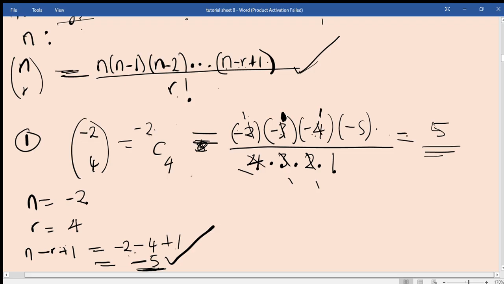So as long as the n is negative, this is the formula you have to remember. Now the formulas won't be given, you have to know them by heart. So this is the formula for the combination when n is negative or a fraction.